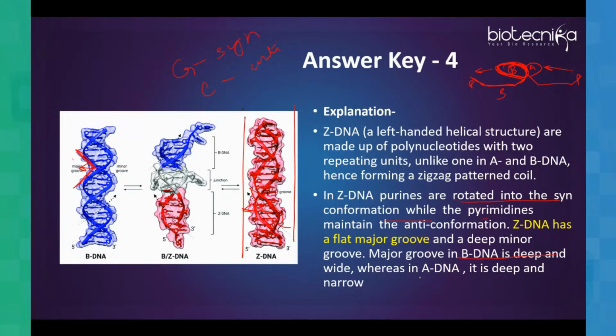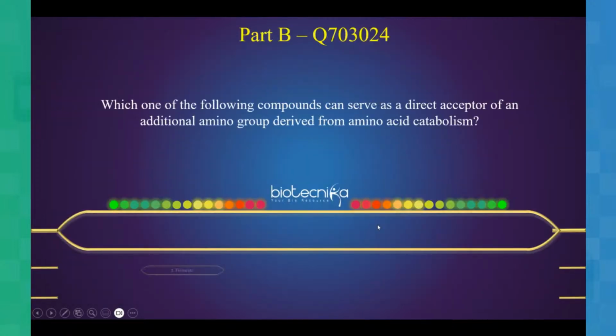Major groove in B-DNA is deep and wide, whereas in A-DNA it is deep and narrow. These are made up of polynucleotides with two repeating units, unlike one in A and B DNA, hence forming a zigzag pattern coil. I hope that is clear for everyone. So, our correct answer is option 4.